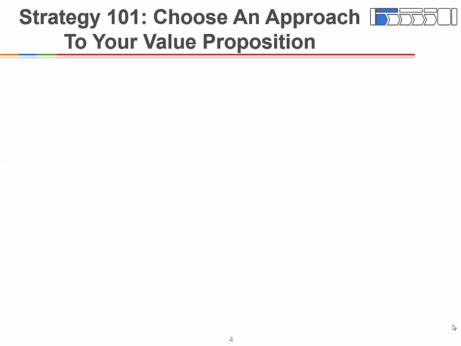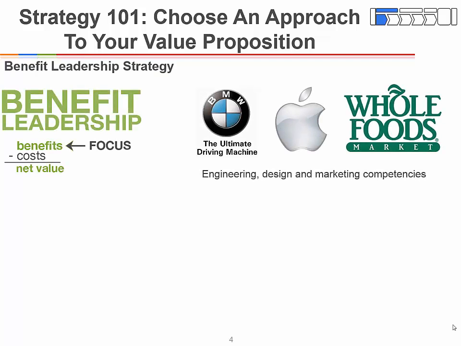Now, specifically, when you're talking about strategy, the first thing you've got to do is pick an approach to your value proposition. What I mean by that is there's really two basic approaches, and Michael Porter's talked about this before, and others have really espoused this idea that there's really two strategies you can pick from, and you can't do both, or it's really hard to do both.